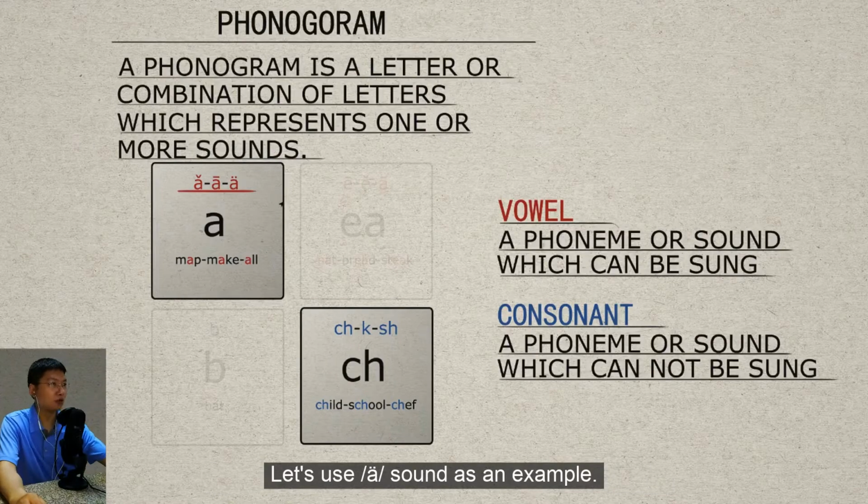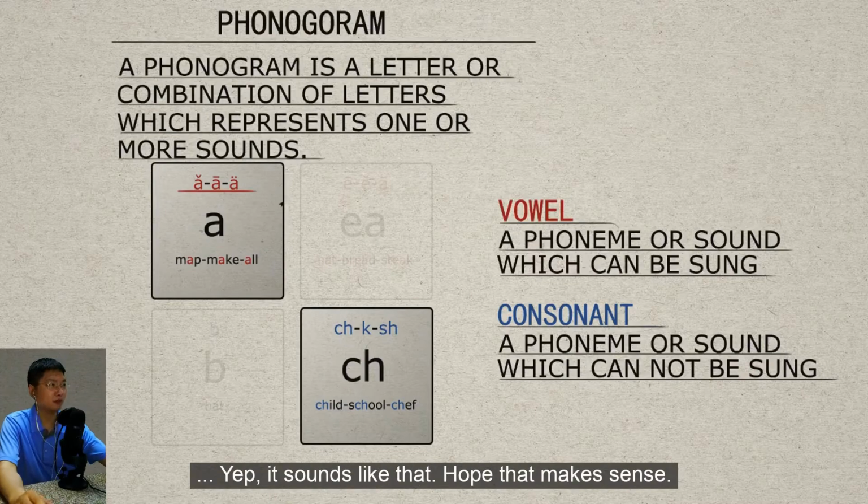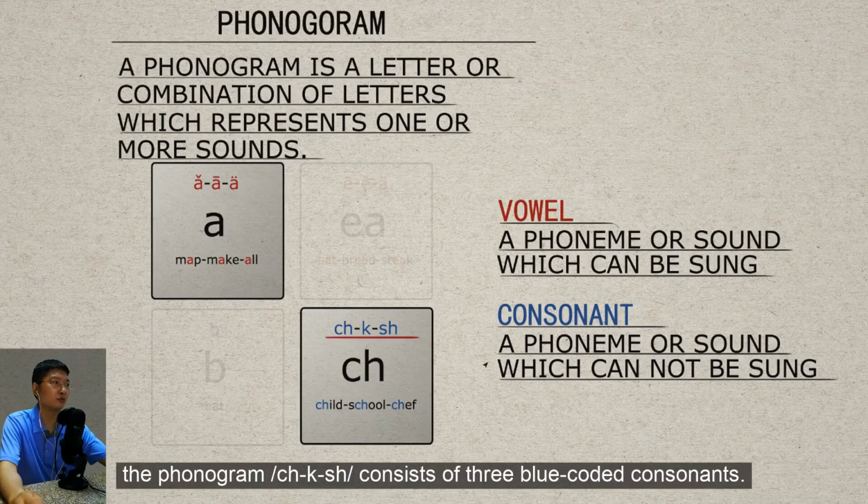Let's use one of the sounds as an example. It sounds like that. Hope that makes sense. Consonants, on the contrary, are sounds which cannot be sung. For example, the phonogram ch, k, sh consists of 3 blue-coded consonants.